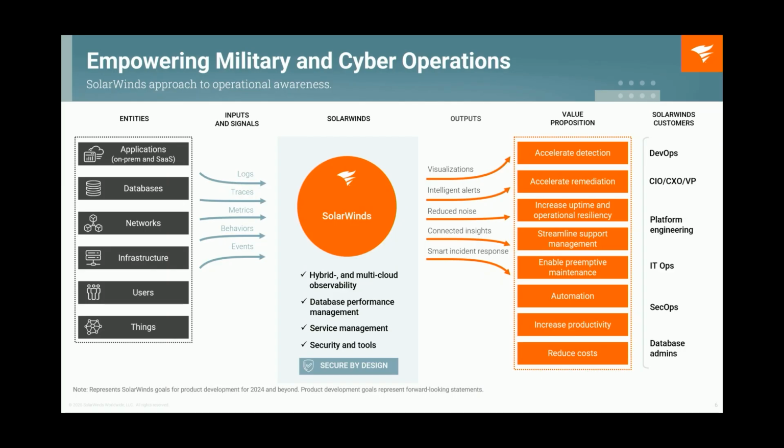So empowering you guys, it really comes down to how do we do this? We need to ingest information from a lot of different options. Our applications, our databases, our network, our infrastructure, our users, even our things. Things for you guys are a little bit different than the things in the commercial world. It could be drones. It could be missile systems. It could be a large variety of different things. SolarWinds can ingest that. We don't care if it's on-prem. We don't care if it's in the cloud. It can all be on-prem. It could all be in the cloud. It doesn't matter. We can ingest all that information, including the database piece.